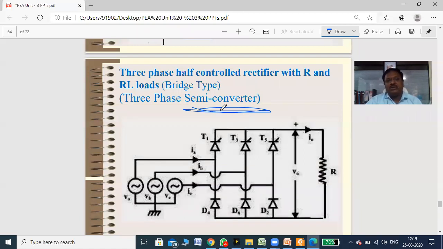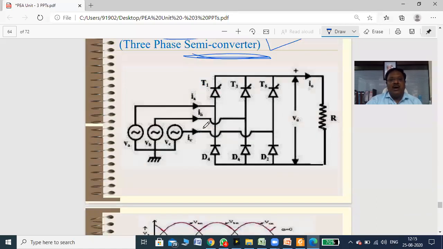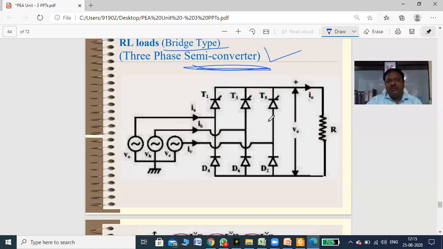Okay, so this circuit is also called a semi-converter or three-phase half controlled converter for R load, that is a bridge type. Okay, so this is a semi-converter in which T1, T3, T5 are the control elements. D4, D6, and D2 are the uncontrolled elements, that is diodes. Okay, supply is given here VA, VB, VC. Again, same thing at the primary side, there will be a delta connection. At the secondary side, there will be a star connection, but no neutral point. You can see here no neutral.